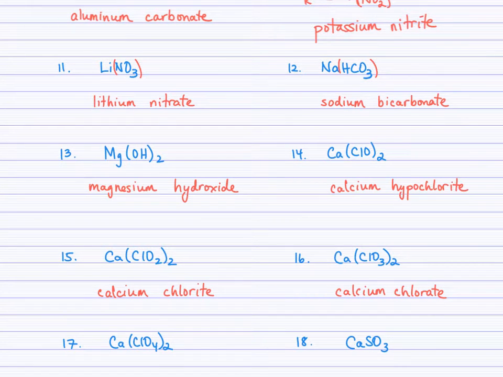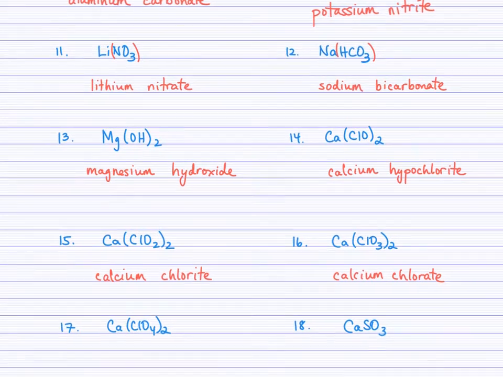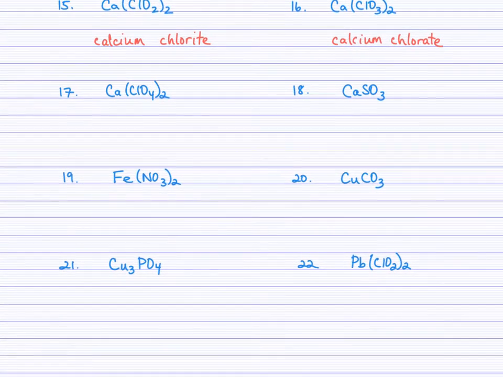Okay, so continuing, you'll see we have lithium nitrate, sodium bicarbonate, magnesium hydroxide, calcium, careful here, keep looking inside the brackets for the name of the polyatomic ion, calcium hypochlorite, calcium chlorite, calcium chlorate, and a few more to finish. Try these and then check back with the video.